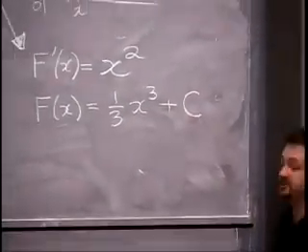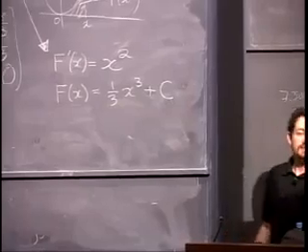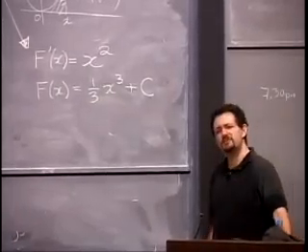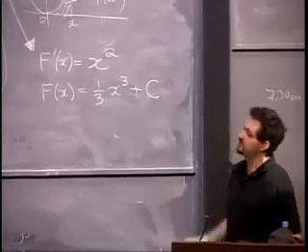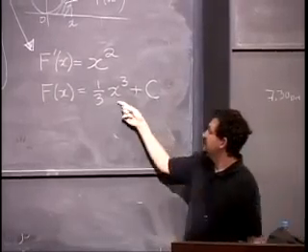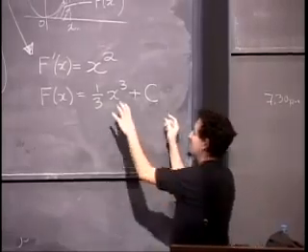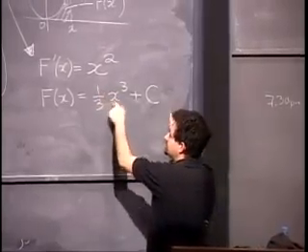That's quite a lot of functions. There are infinitely many, one for each c. But are there any others? The answer is no. We proved this about 4 or 5 weeks ago when we did the mean value theorem for derivatives. We showed that all antiderivatives, as in any functions that have the same derivative, have to differ by a constant.